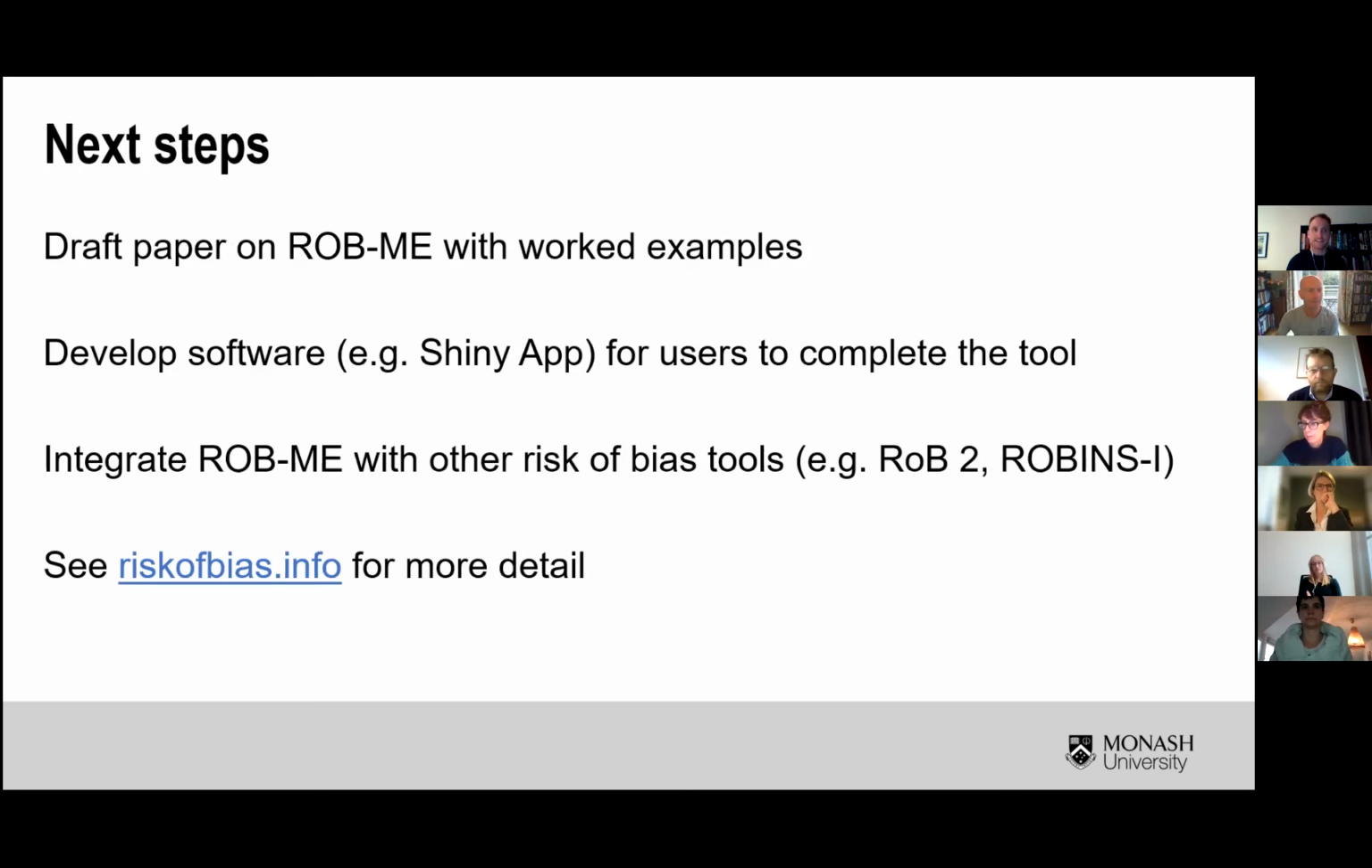So in terms of next steps, I've incorporated that feedback, and what we will be doing is drafting a paper on ROB-ME with several worked examples, hopefully to be distributed early next year. We also want to explore options for developing software, such as Shiny apps, for users to complete the tool. We also need to give some time to think about how to better integrate ROB-ME assessments with other risk of bias tools, such as ROB2. More detail on the tool is available at riskofbias.info. It's just a quick whirlwind overview.